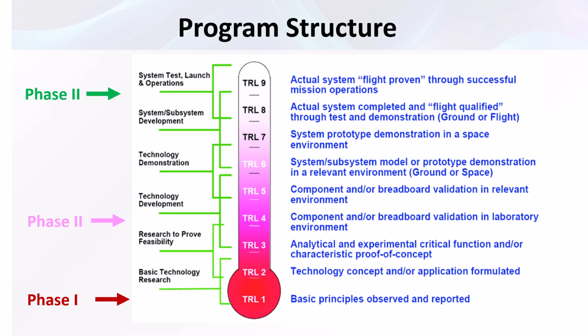Lastly, we'd like to point out that as the technology goes through the 3 phases, it is also progressing through the Technology Readiness Levels, or TRLs. A TRL is a measurement system used to assess the maturity of a technology. As you can see, it has 9 categories. SBIR Phase 1 goes from TRL 1 to 3, where research is performed to prove feasibility. Phase 2 starts with technology development and ends around system/subsystem development. Then Phase 3 is basically testing and demonstrating and launching into an operational environment.